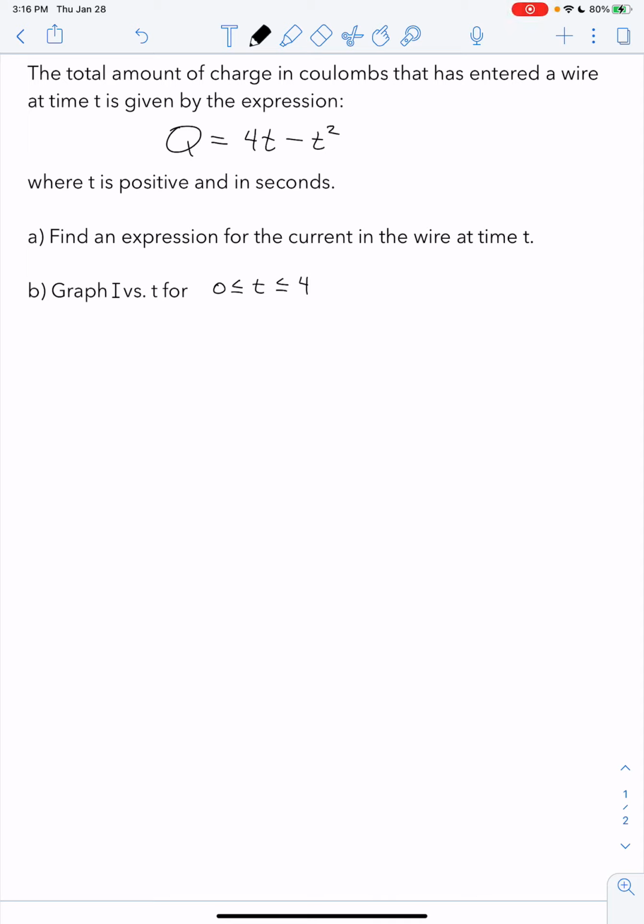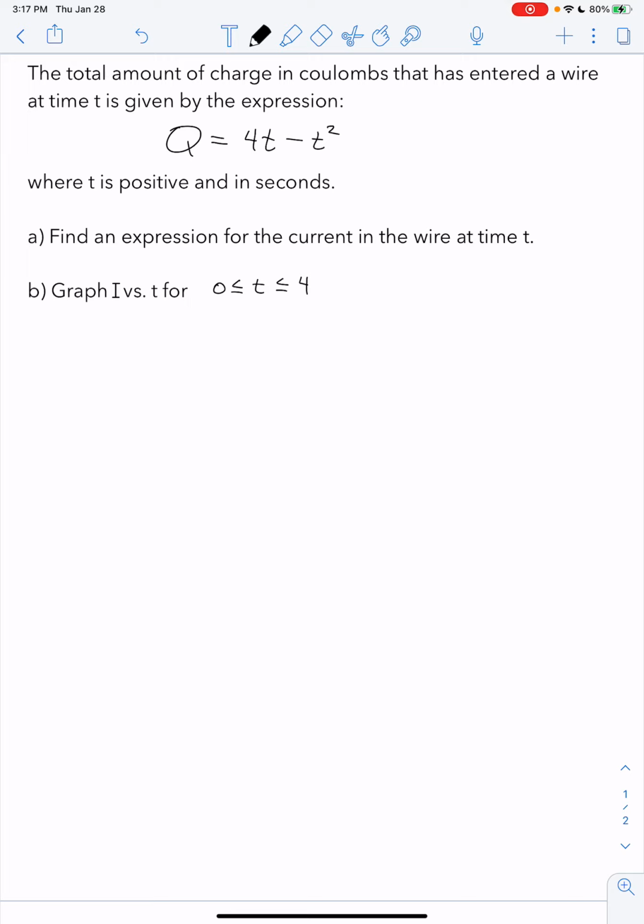So here we're going to look at a question where we're going to be doing just a little bit of calculus. We have a total amount of charge that has entered a wire at time t given by an expression, which is Q, our charge, is equal to 4t minus t squared. So the amount of charge here is dependent on the time, so it's varying in time. And we're told that t is positive and in seconds.